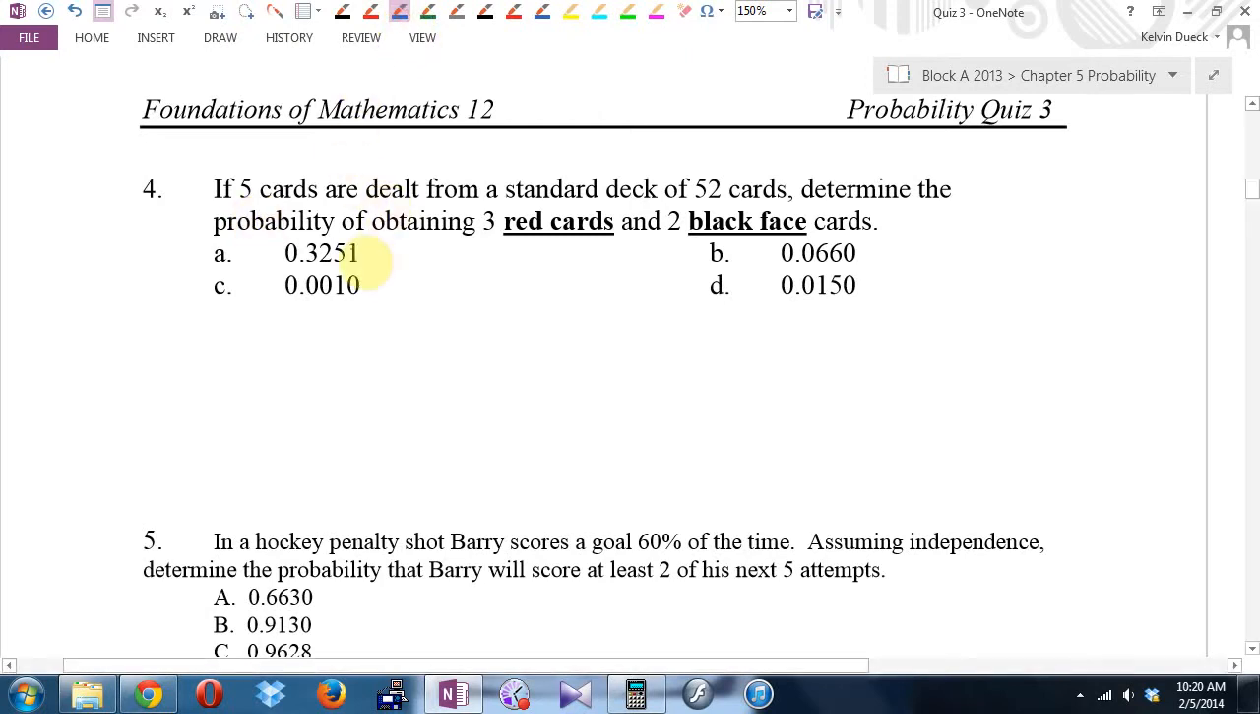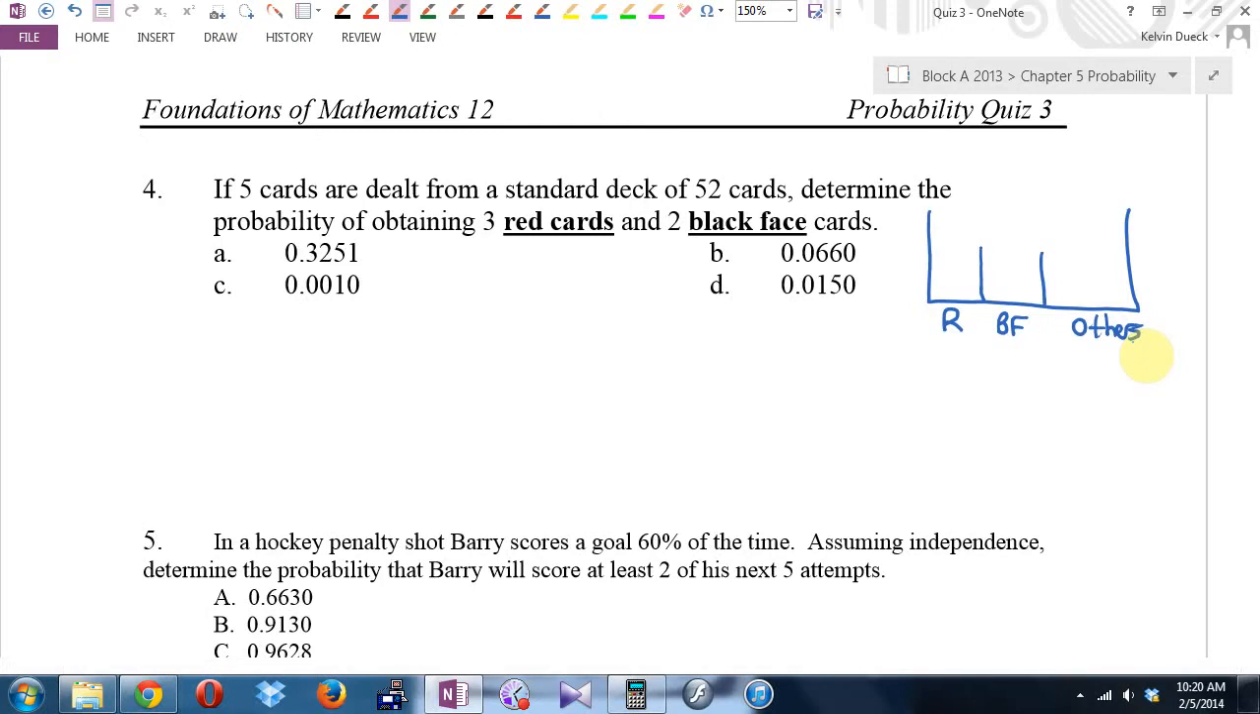How many cards? Bucket. Cards, bucket. And looking at this question, it looks like we have red cards, black face cards, and others. Yeah, that's why I underlined the words black face cards, Tiffany. And others. How many red cards are there? You need to know this. How many red cards are there? I'll even do that in red.